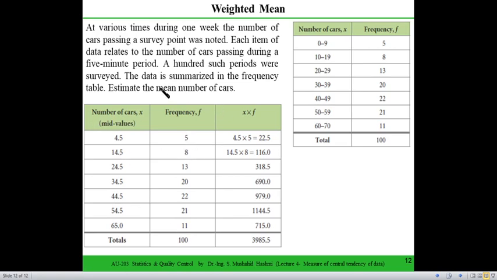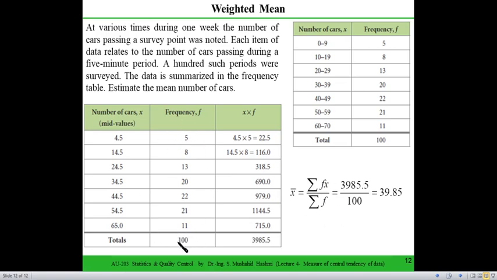So what you need is to make a table like this: midpoint multiplied by the frequency. For example, 4.5 multiplied by 5, you get 22.5. So you take the sum of all the products of the midpoint and the frequencies, and divide by the sum of the frequencies to calculate the average. So here the average of x, the number of cars, would be the sum of f times x divided by the sum of frequencies. The sum of fx means f and x are multiplied together. Here x is your midpoint values, and take the sum, and the sum would come out to be 3985.5, and then you need to take the sum of the frequencies.